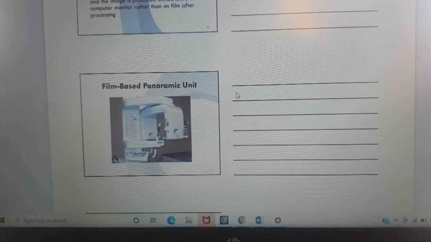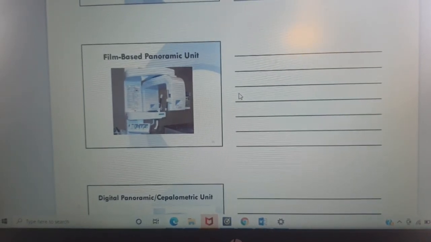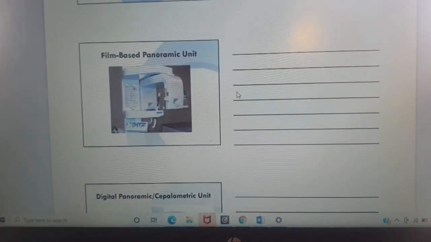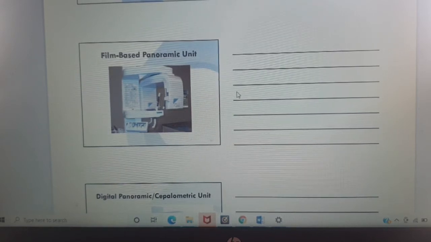So this is an example of a film-based panoramic unit. With this unit, ladies and gentlemen, they are constantly being updated and improved. From 5 years ago versus today, a lot of improvements have been made, but some things still fundamentally stay the same. So these units differ essentially by size and the shape of the focal trough, the number and the location of the rotational centers, and the type of cassette holder that can be used for the x-ray film. All units, however, include the basic following components.